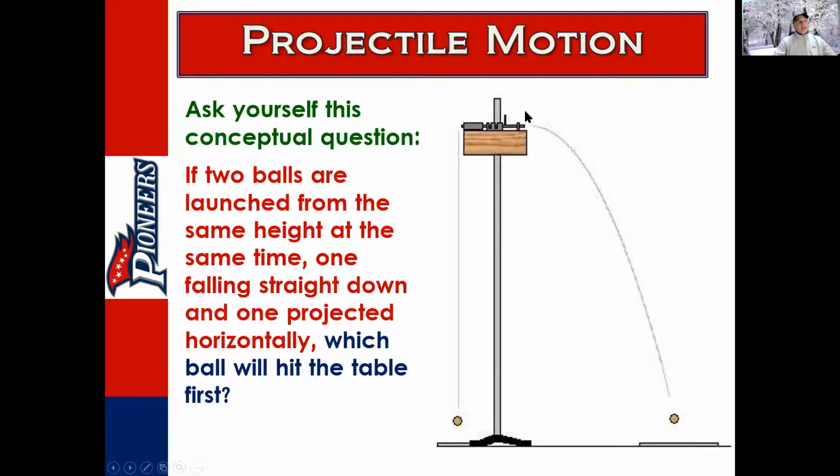But the key is their vertical velocities are exactly the same, right? This ball's not moving initially. This ball's not moving vertically initially at all because this is horizontal, right? And vertical is y. And so the fact that we give it an external horizontal force does not affect the vertical force or the vertical motion.